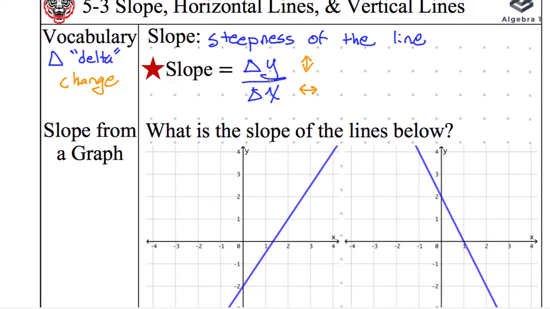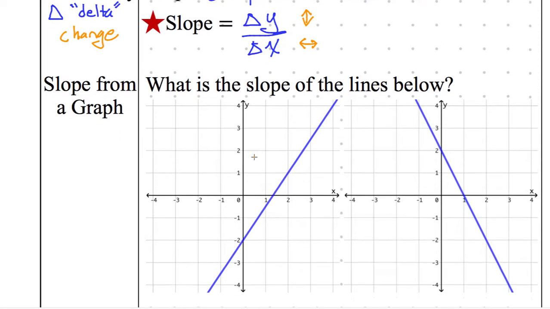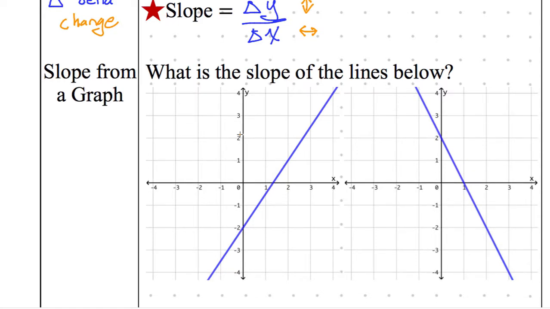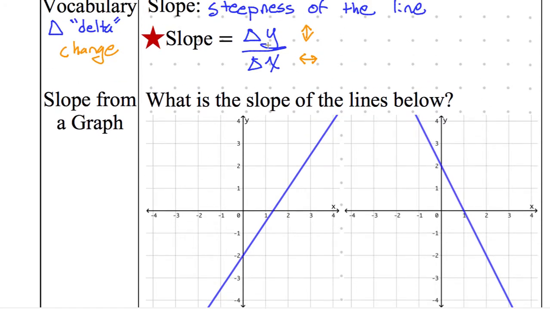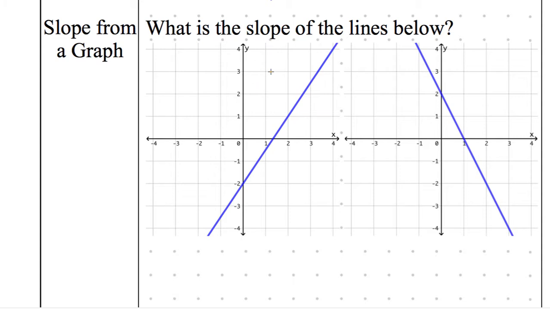Try to memorize that formula, delta y over delta x. Always go up and down first, then left and right. All right, so we're using this definition of slope to find the slope from a graph. Notice that the slope is a fraction of y over x, so we should be looking for a fraction. What is the slope of the lines below?